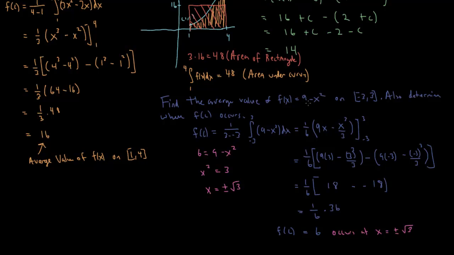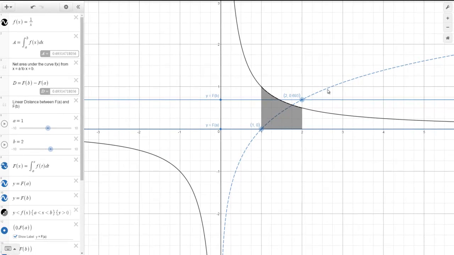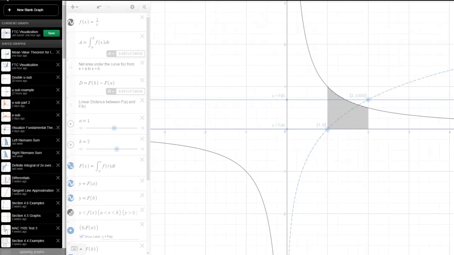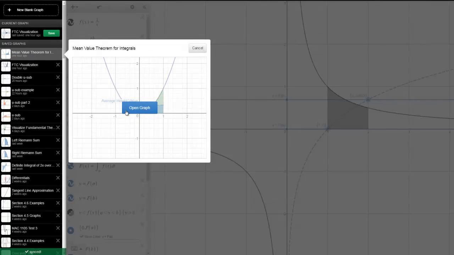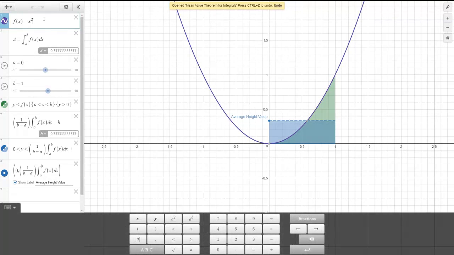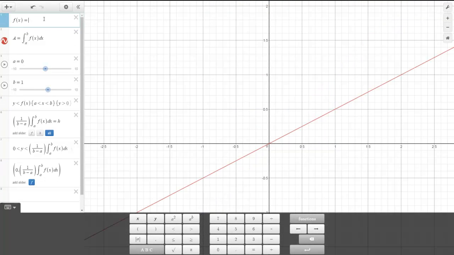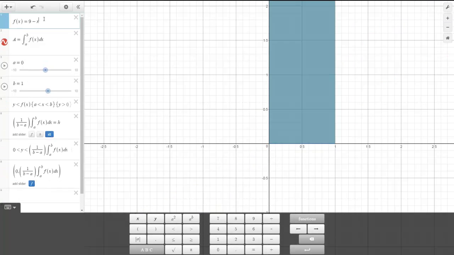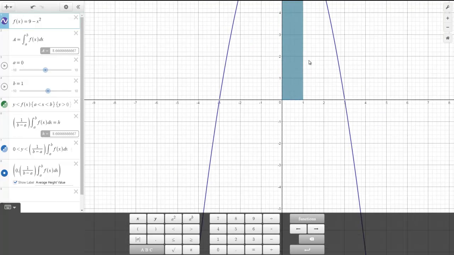Now let's look at a picture of this. I'm going to look at a nice graph. I'm going to use Desmos again. Let's move over here real fast. Now I created another visualization to show the mean value theorem. The mean value theorem is also cool. So let's look. We had 9 minus x squared. Okay, let's zoom out here.